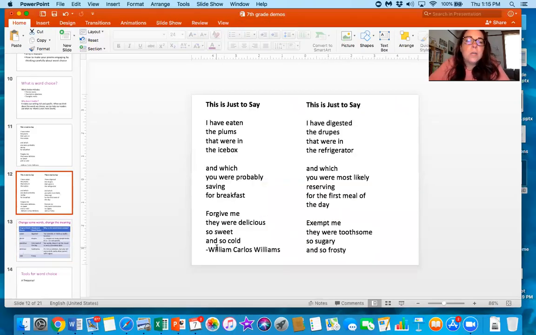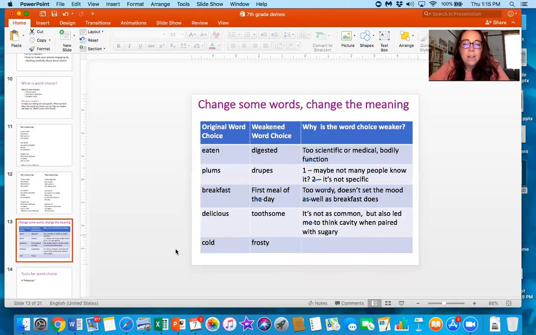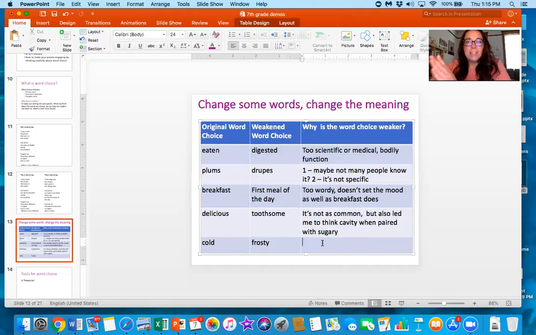Forgive me, they were delicious, so sweet and so cold. Exempt me, they were toothsome, so sugary and so frosty. The first thing I think of with frosty is Wendy's and ice cream. And then I think frost, like being someone who lives in Chicago, when it's winter time and there's frost outside on my car, or do you ever take out something from the freezer that's been in there a long time and it's got that white frost on it? Frosty in this case doesn't necessarily make me want to eat the plum. The word cold was a better choice because it's like a nice, cold, sweet plum for breakfast. Yes. A frosty, sugary, toothsome first meal of the day?